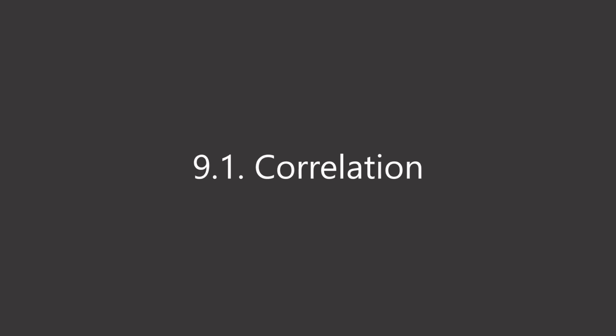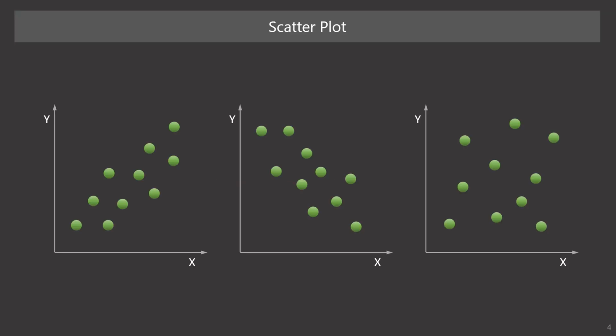As the first section, let me talk about correlation analysis. It examines a linear relationship between two numerical variables. Recall that we can visualize the relationship between two numerical variables using a scatter plot. The scatter plot on the left shows a positive relationship clearly. And we can see a negative relationship in the scatter plot in the center. However, we cannot see a clear relationship between x and y in the plot on the right.